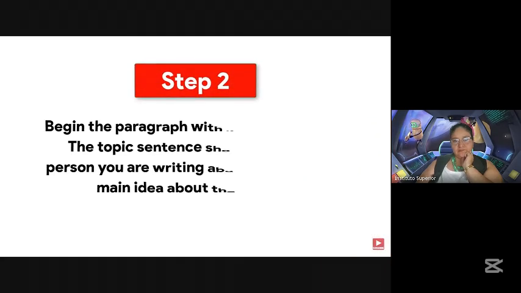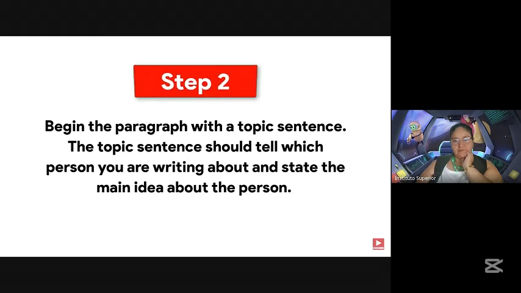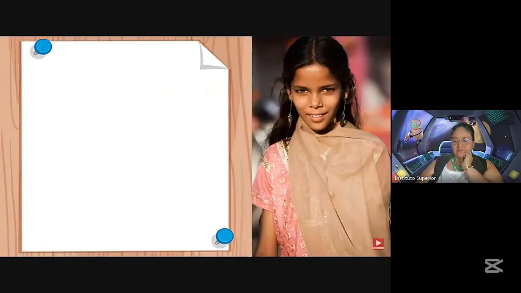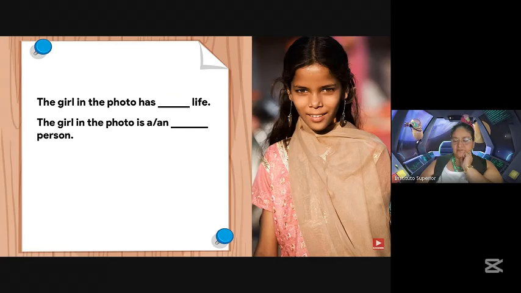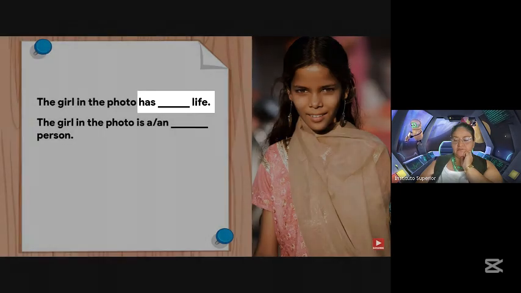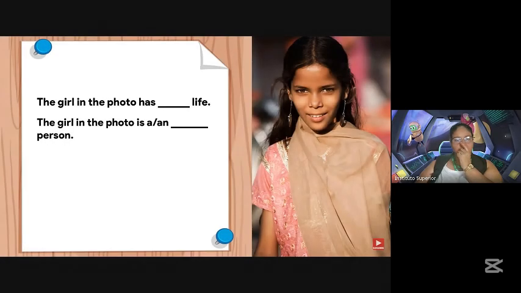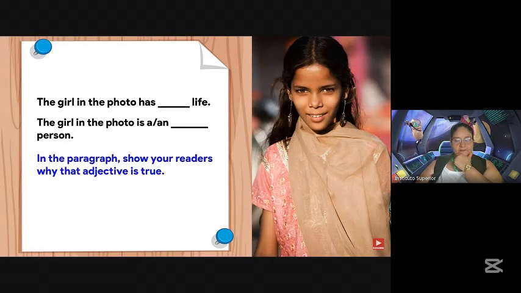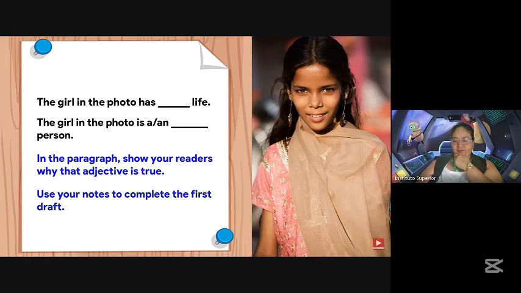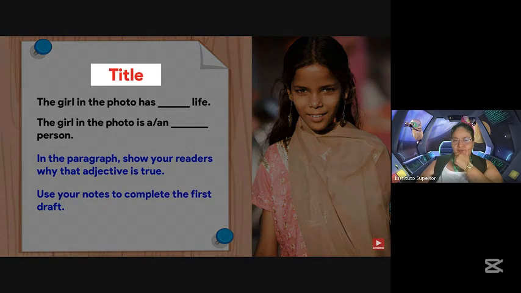Step 2. Begin the paragraph with a topic sentence. The topic sentence should tell which person you are writing about and state the main idea about the person. The girl in the photo has life. The girl in the photo is person. Use an adjective in the topic sentence to describe the person's life. In the paragraph, show your readers why that adjective is true for the person you are writing about. Use your notes to complete the first draft. Add a title for the paragraph.